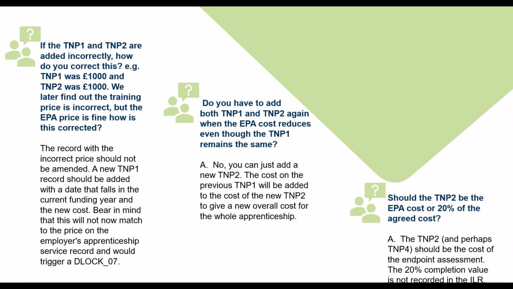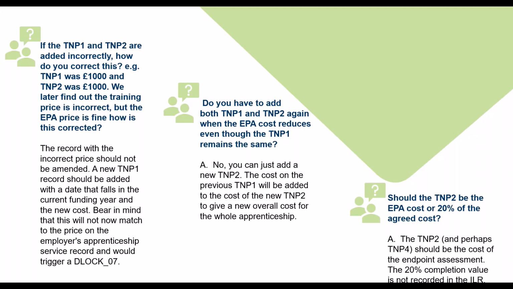The next question. Do you have to add both TNP 1 and 2 again when the EPA cost reduces, even though the TNP 1 remains the same? No, you can just add a new TNP 2. The cost of the previous TNP 1 will be added to the cost of the new TNP 2 to give a new overall cost for the whole apprenticeship.